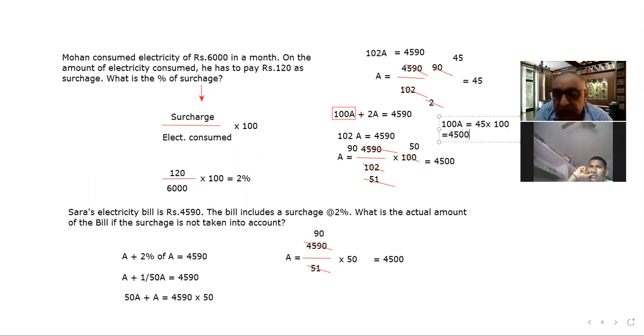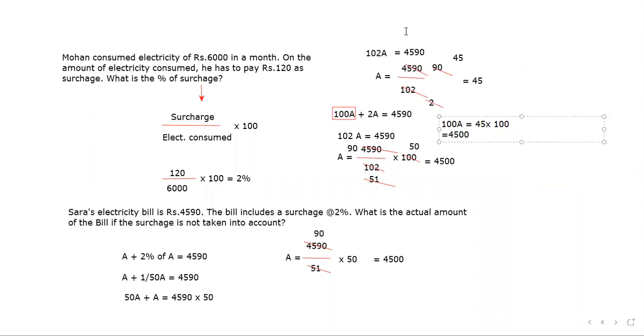Harshita, is it clear, beta? Tell me. Harshita, yes, tell me, beta. Okay, okay, okay, beta, okay.